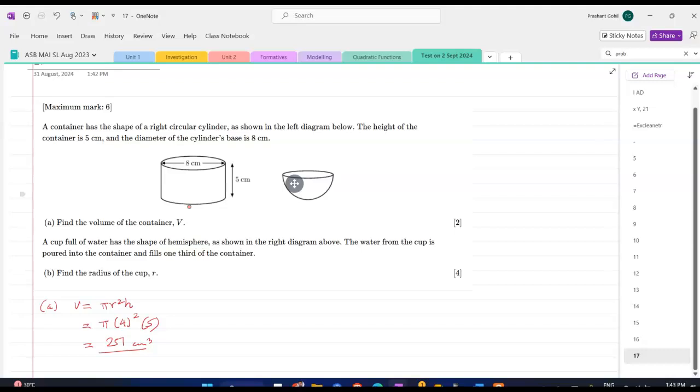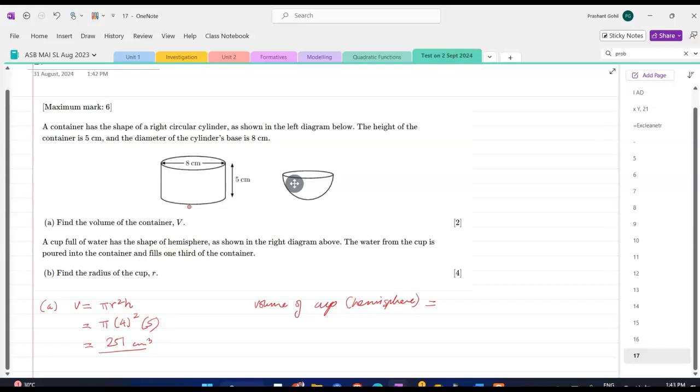Then a cup full of water in the shape of a hemisphere, shown right above. The water from the cup is poured into the container and fills 1/3 of the container. Find the radius of the cup. First we need the volume. So what is the volume of the cup? The hemisphere. But there's no hemisphere formula. Hemi is half. So the volume of the sphere is there, you halve it.